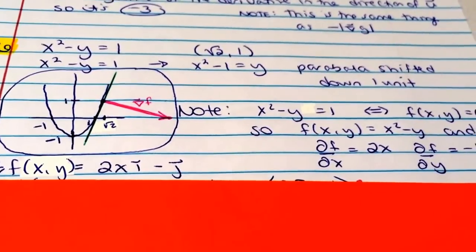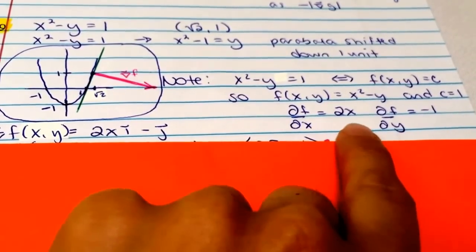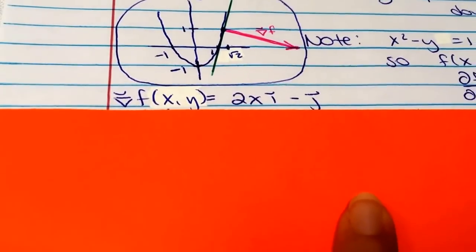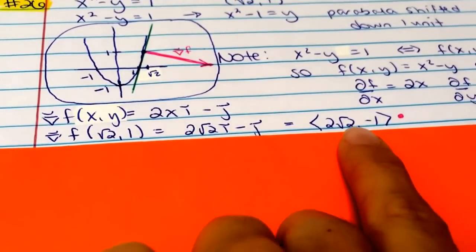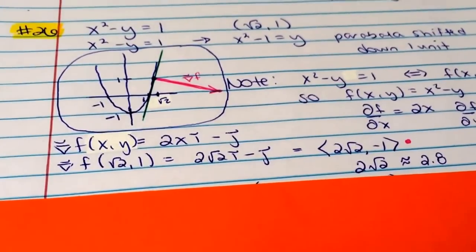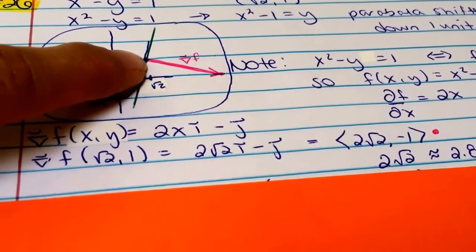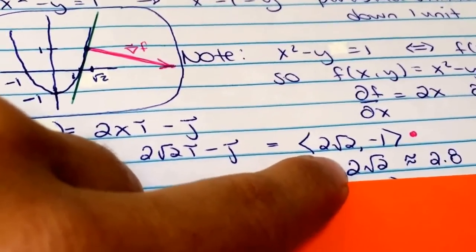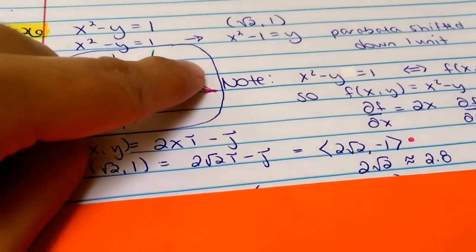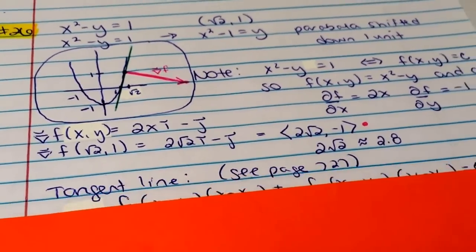Okay, so for the tangent line, you need the partial derivatives. So this is my function, x squared minus y. I have the partial derivative with respect to x, partial derivative with respect to y. So my gradient vector here is 2x i minus j. Plug in my point, and then this is my gradient vector. So to graph that, I start here at the square root of 2, 1. So that's my starting point. And then this tells me how to move. So 2 square roots of 2, square root of 2 is about 1.4, so 2 square roots of 2 is about 2.8. So you're going to move 2.8 this way, and then 1 this way, and that's going to be your gradient vector. So now we need the tangent line.